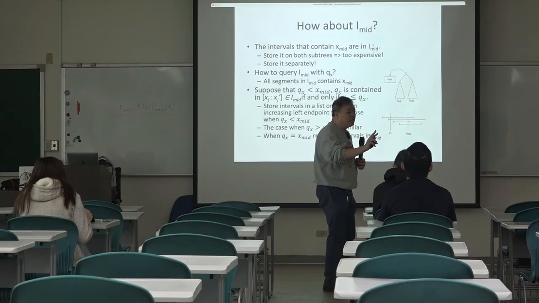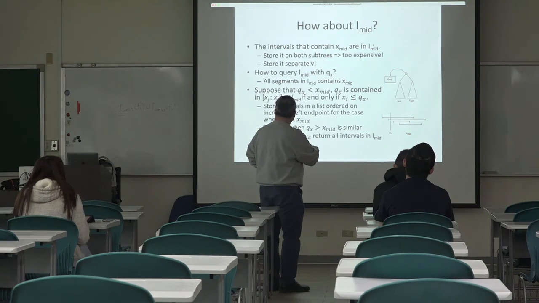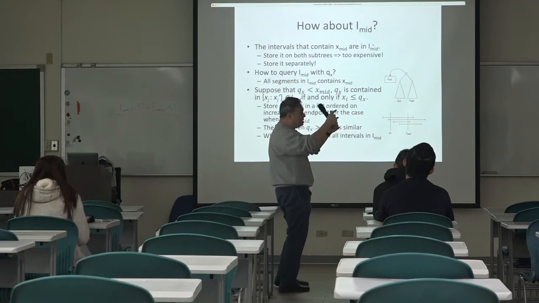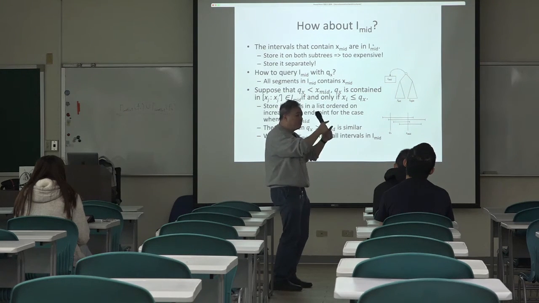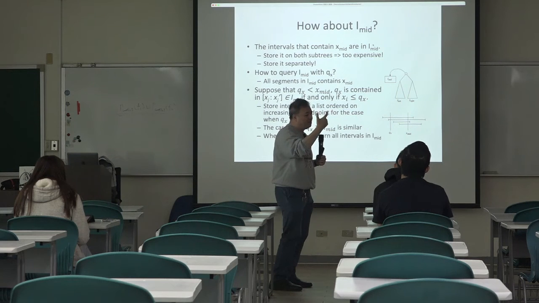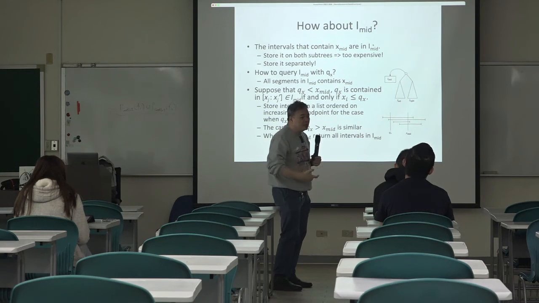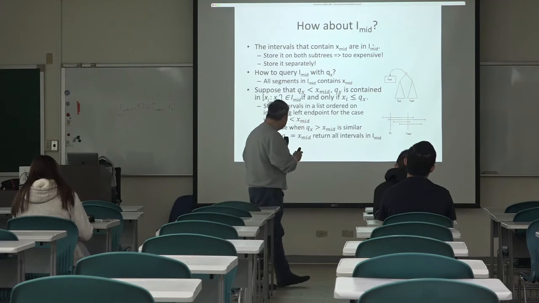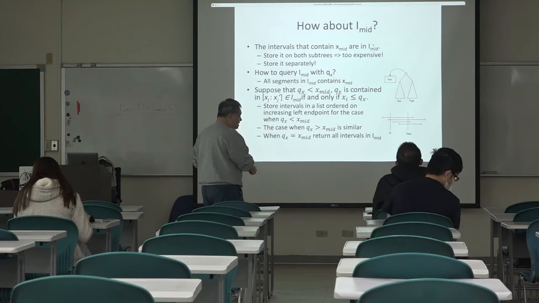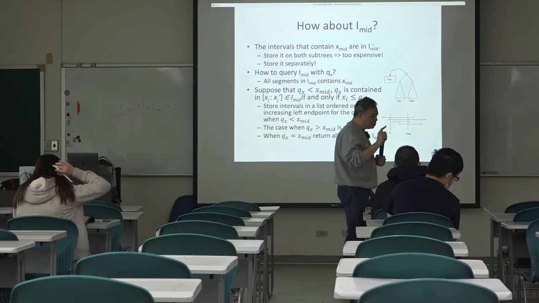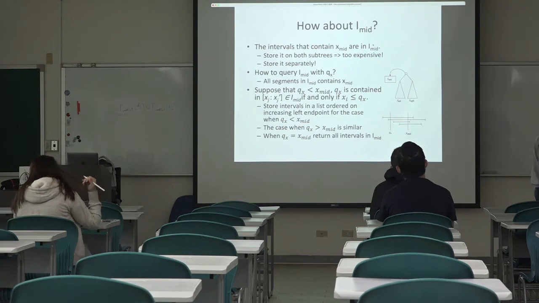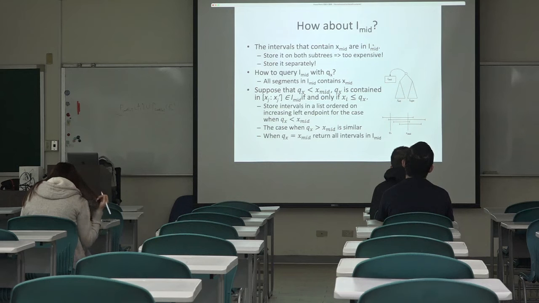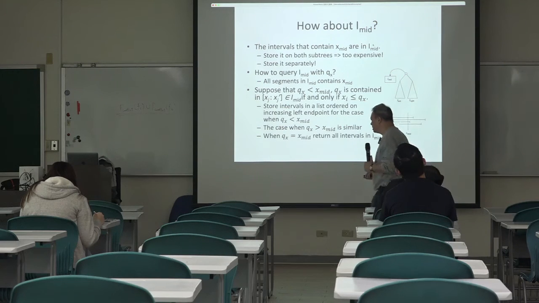Just two times, right? In the previous case, if you put it on both subtrees, then because the subtree will branch further, you risk the chance that an interval may be stored many, many times, not just twice. But in this approach, one interval will be stored twice, but just twice, no more than twice, which is still acceptable, okay?